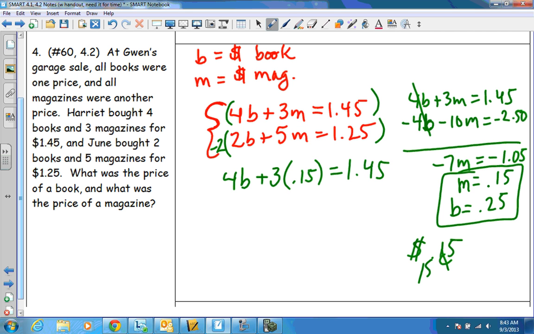So your final answer is this guy right here, because you've already said M is the price of a magazine and B is the price of a book. So if you want to put price of a magazine is, price of a book is, but since you've already defined them, you can leave this as your final answer.